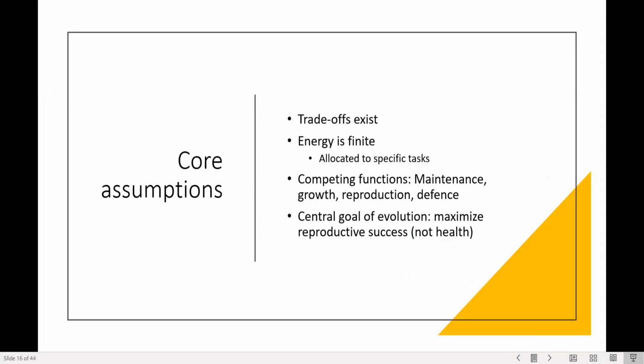Here are some of the core assumptions of life history theory. I already implicitly talked about the idea of trade-offs. Life history theory assumes that energy is finite and our bodies need to decide where to distribute energy at any particular point in time. So the energy that we get through our nutrition needs to be allocated to specific tasks, and our body needs to decide where to put the energy.